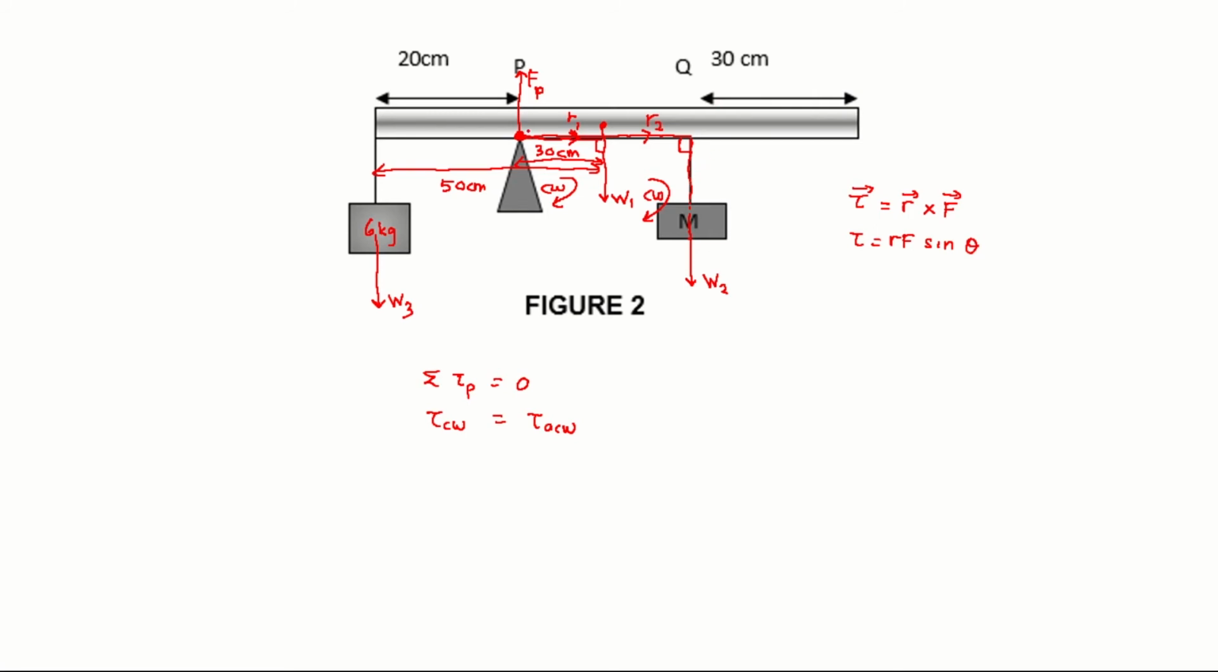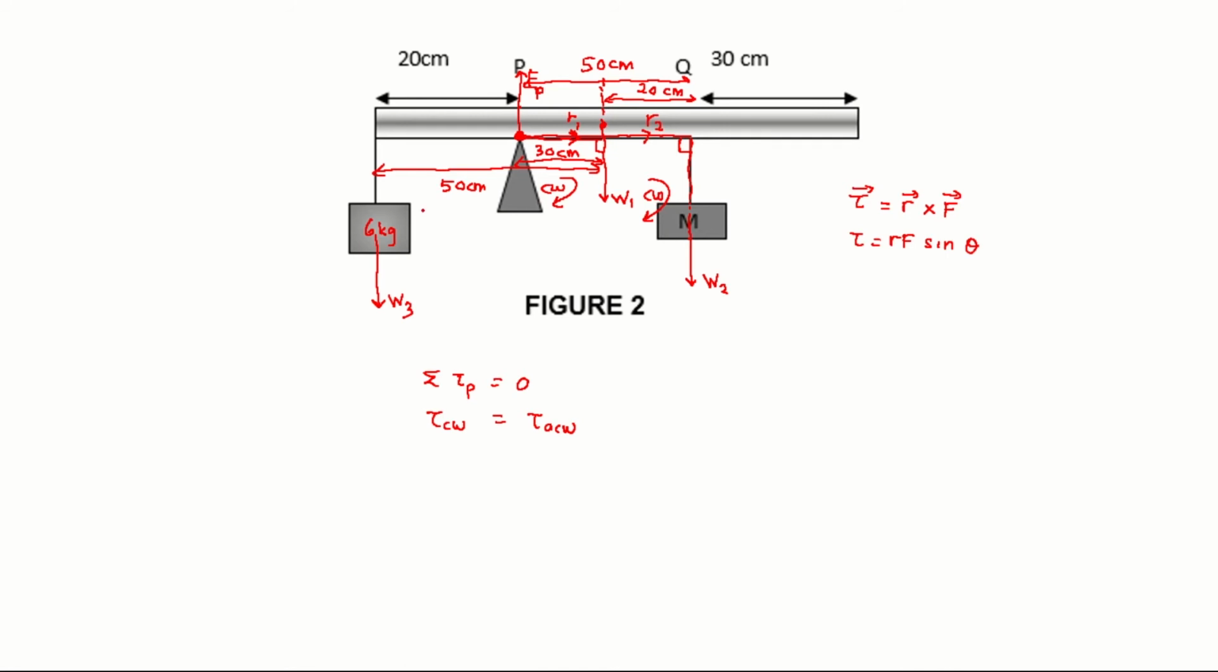So what is the value of R2? From the center it is 30 cm, and then 20 cm more, so the distance from the axis of rotation to weight 2 is 50 cm. That means R2 equals 50 cm.